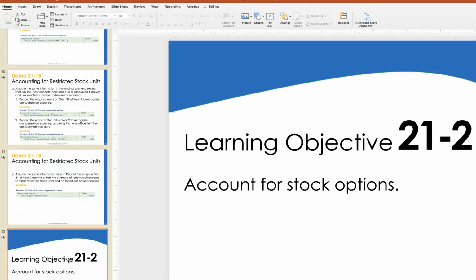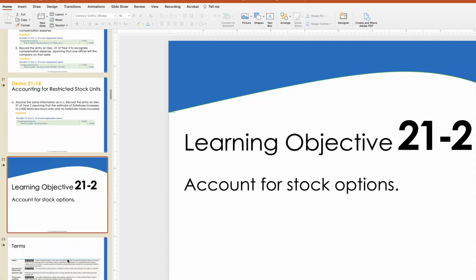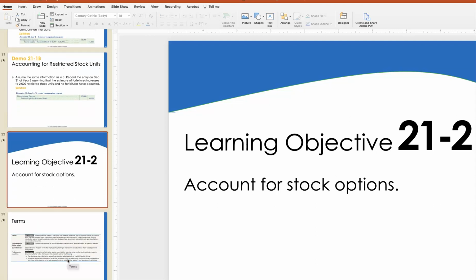Students, we're moving on now to talk about accounting for stock options. Now, the difference between the stock units or shares that we talked about in Learning Objective 1 and options in Learning Objective 2 is that with options, you're not getting the share of stock for free. You're getting it at a certain price. So remember, you would only exercise an option if the stock was trading for more than the exercise price.